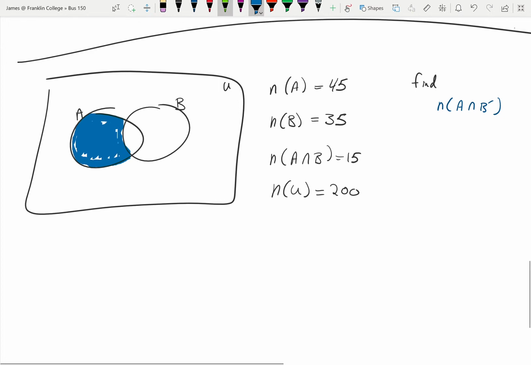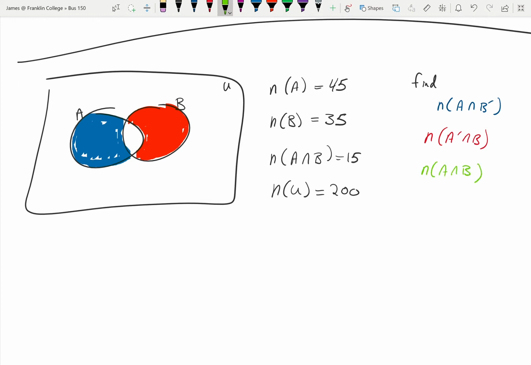Alright, and let's say that we also want to find the number of elements that's in A complement intersect B. Well, similarly, that's all the parts of B that's not in A. So we got the other crescent moon type shape going on over here. That is the area A complement intersect B. Let's say we are asked to find A intersect B. Well, that A intersect B is just this middle region right there.